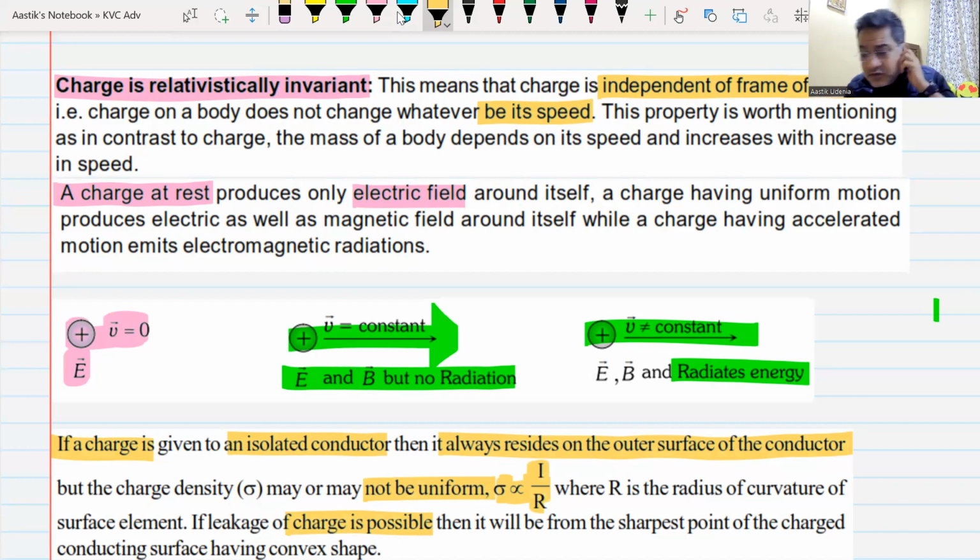We will get to know more about these properties of charge and the properties of conductor. Right now, just note them down. I'll give you 2 minutes to note it.